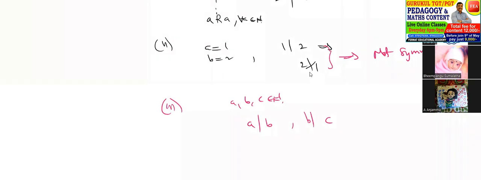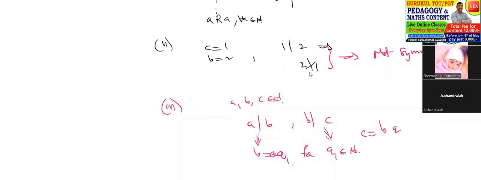A divides B is there, B divides C is there. So what is meant by A divides B? Automatically, B equals A Q1 for some positive integer. Right? What is meant by B divides C? C equals B Q2 for some positive integer. So what is this?